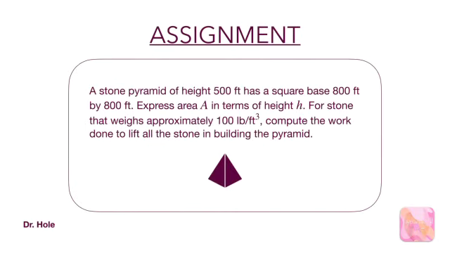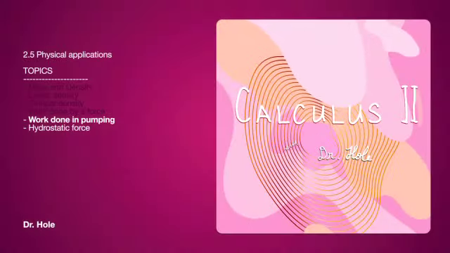So here's an example for you to work on. Note that you have US customary units so that the water density will be a different numerical value. And in this case, in taking cross sections, instead of working with circular cross sections, you'll have square cross sections. Very nice. So that's work done in pumping.